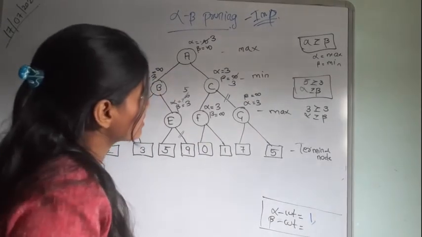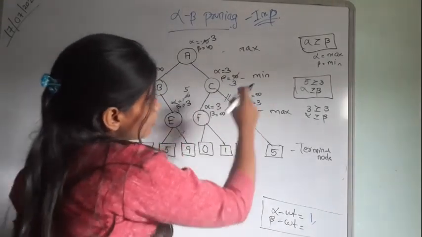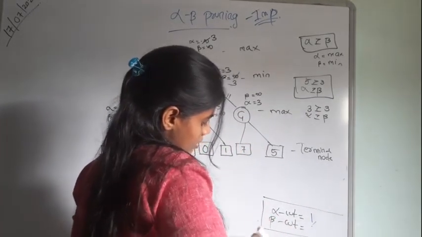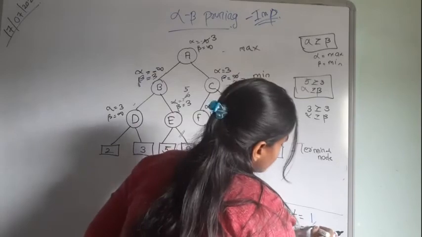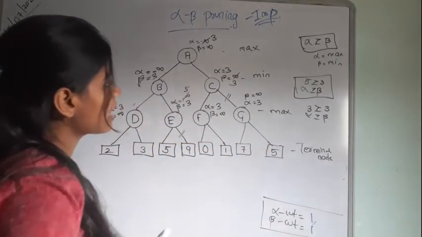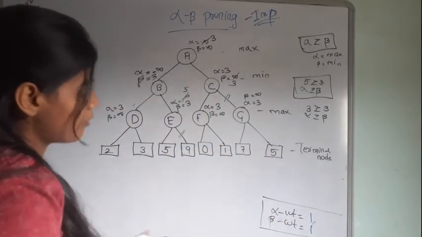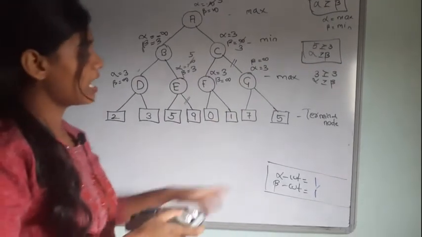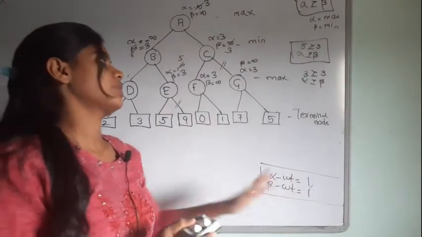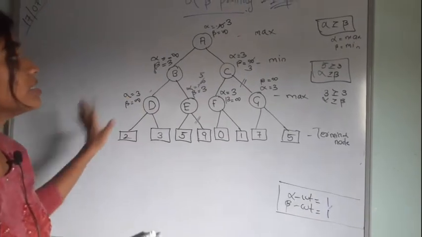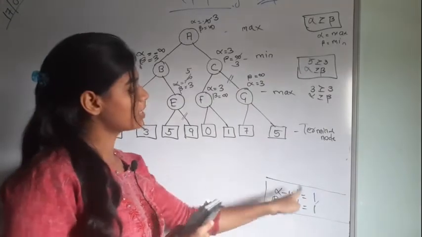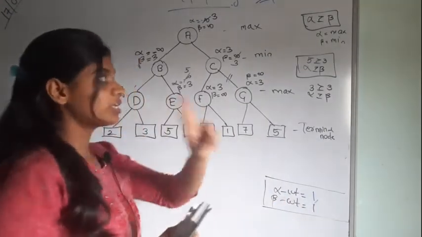So how many cuts are there here? That is 1. Okay. Sorry, here that is 1. So the alpha cut and beta cut here are 1 each. So how many prunings are done here? We have done an alpha cut as 1, beta cut as 1. So we have got a total of 3 prunings. Sorry, 2 prunings. That is alpha cut 1, beta cut 1. So we got 2 prunings here.